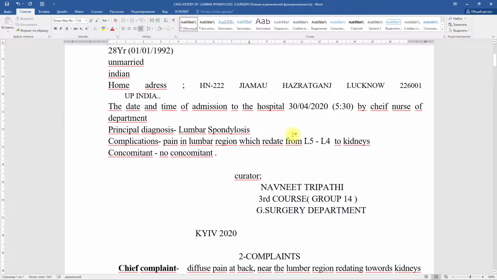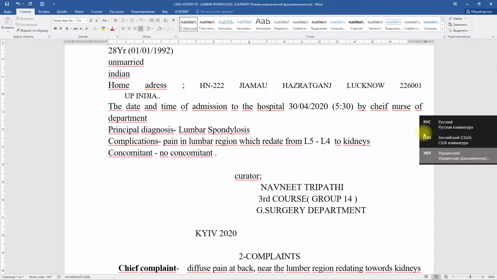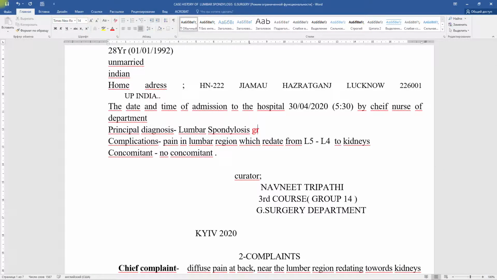It would be better if you could show us the grade. You could also use some classification if you want to point out already the principal diagnosis.